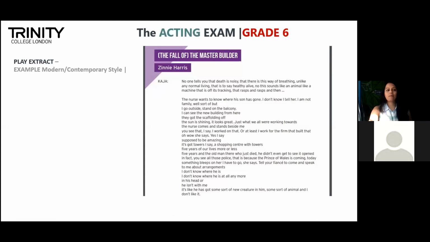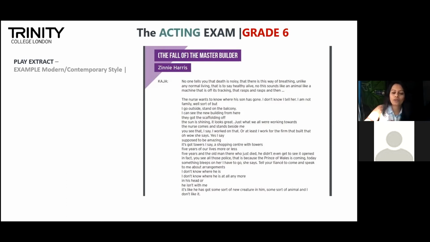The first sample task would be the character of Kaja. She's an employee and she works under the master builder. Well, this is a very modern text. It was published in 2017, if I'm not wrong. And it's called The Fall of Master Builder. The original was written by Henrik Ibsen, and it was called The Master Builder. The Fall of Master Builder is the new version of it by Harris.